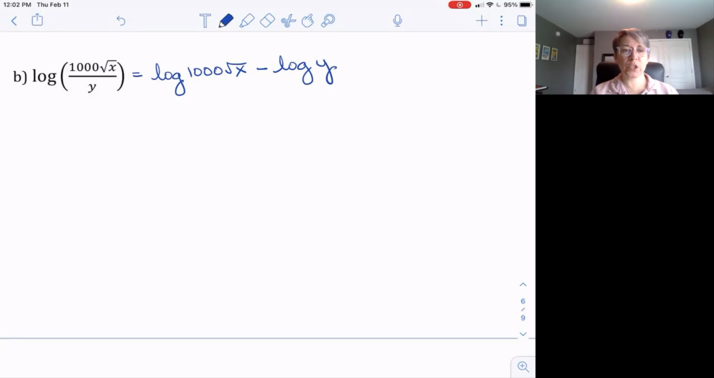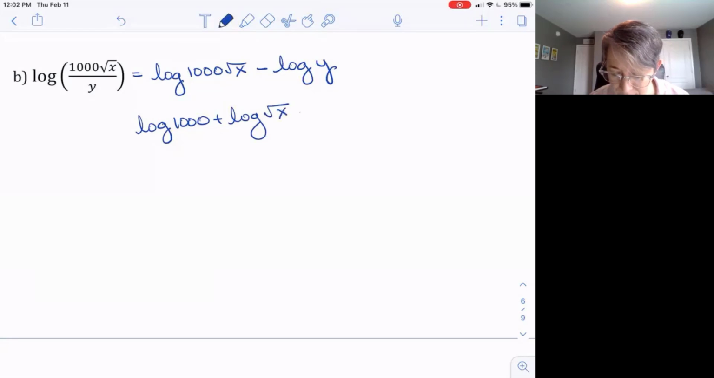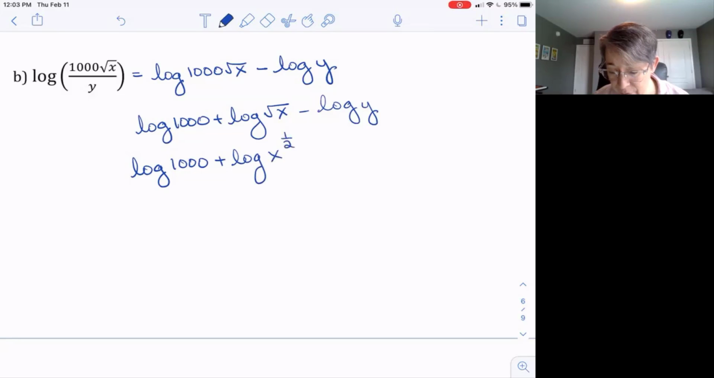So the log y is pretty much set, but there's more that we can do with the log 1000 square root of x. They're being multiplied. So we can rewrite this multiplication as log of 1000 plus log square root of x minus log of y. Now, even though that square root of x looks like it's simplified, we can write it with a fraction exponent. So log of 1000 plus log of x to the 1/2 minus log of y.